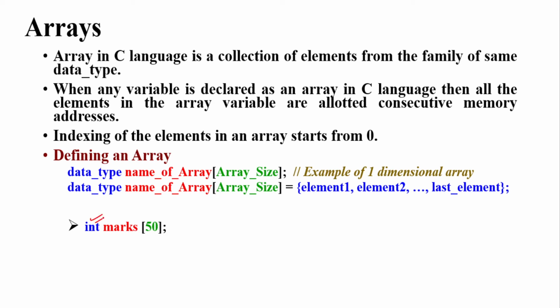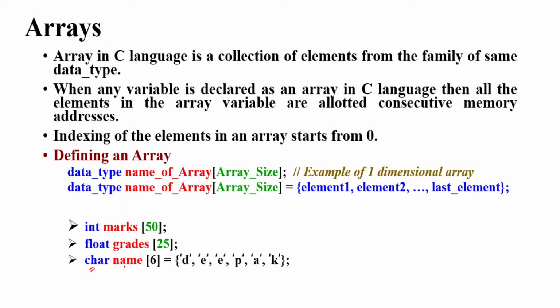For example, int, which is the data type, marks is the name of the array, and 50 here shows the number of elements which are going to be in that array marks. And all the 50 elements will be of data type integer. Next, instead of int, you can even use other data types like float. Then the name of the array is grades, and the number of elements that you are going to allot to this particular array is 25.